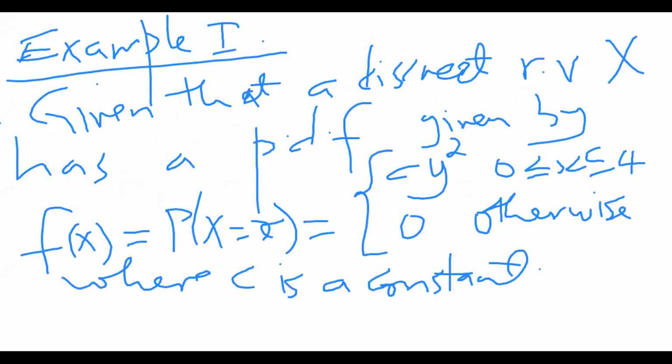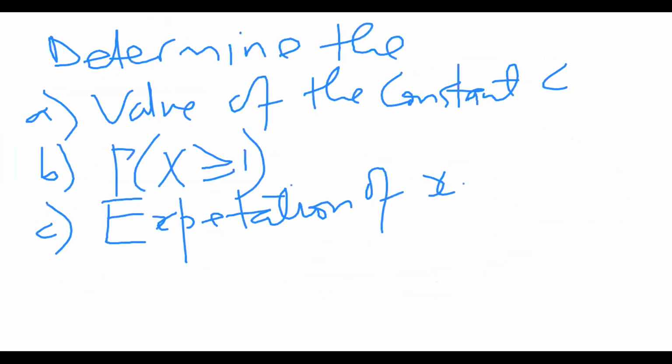Squared is the constant, and saying that x is between 0 and 4. After having this, the question says: determine the value of the constant c, determine the probability that x is greater than or equal to 1, and then find the expectation of x.